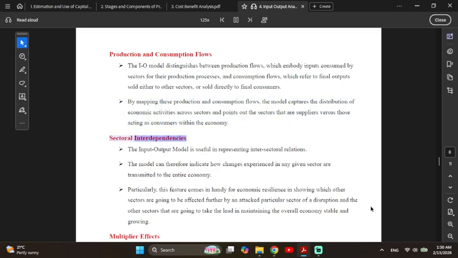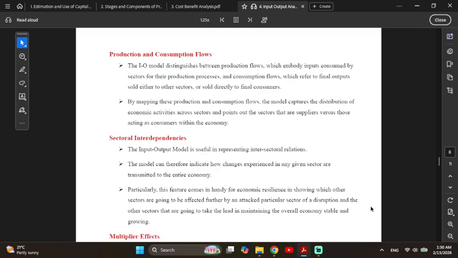Sectoral interdependencies. The input-output model is useful in representing intersectoral relations. The model can therefore indicate how changes experienced in any given sector are transmitted to the entire economy. Particularly, this feature comes in handy for economic resilience, showing which other sectors are going to be affected further by a disruption in a particular sector and the other sectors that are going to take the lead in maintaining the overall economy stable and growing.